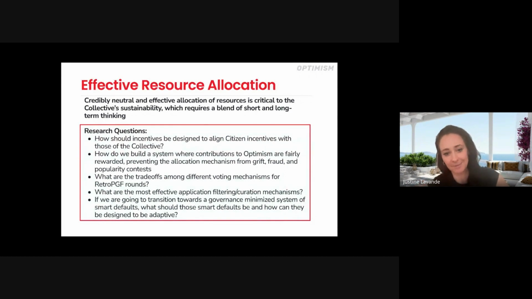So research questions that come up in this category are, yeah, how to align incentives, how to build a system where contributions are fairly rewarded.